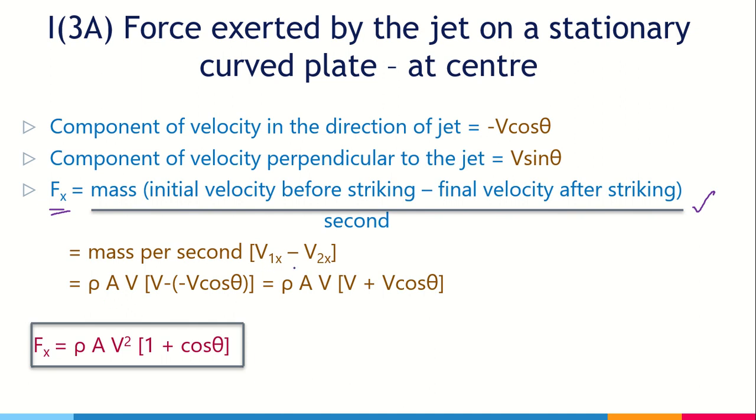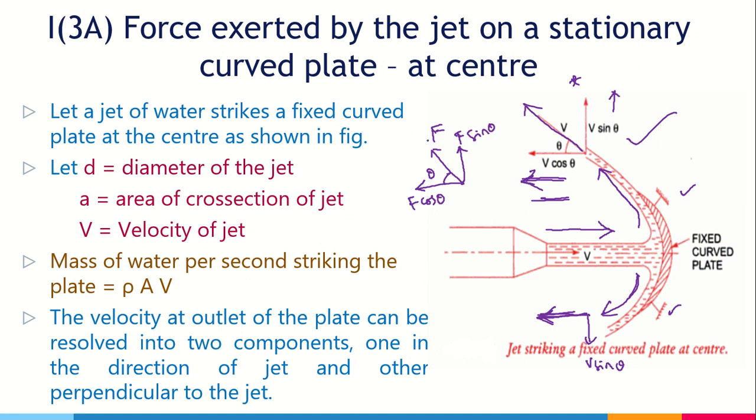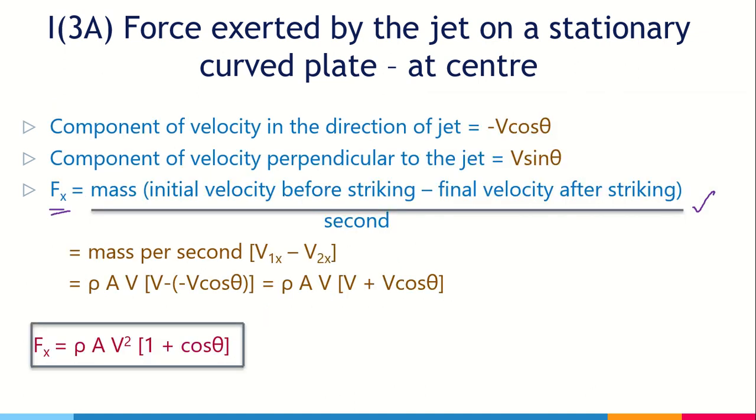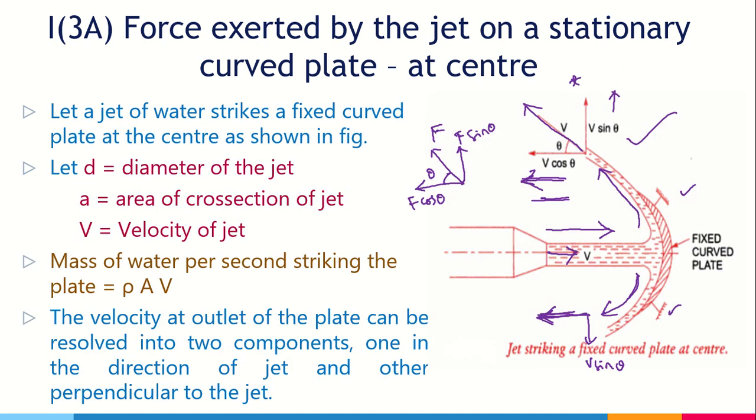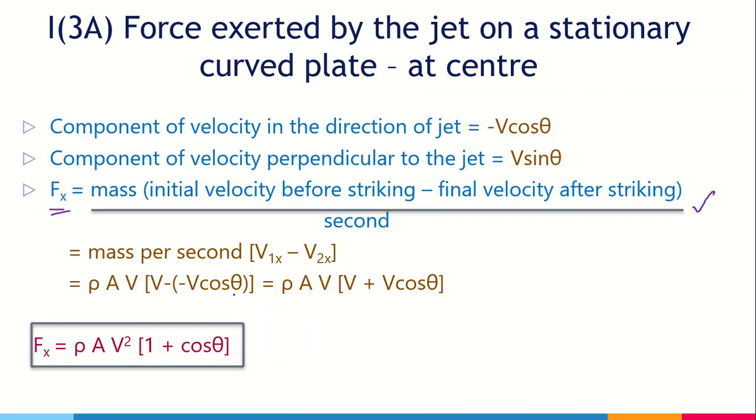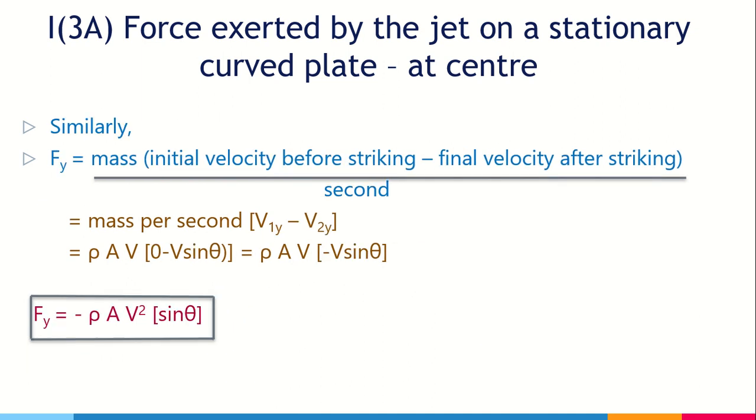Okay, so now mass per second is rho AV. Let's see what is v1x. Initial velocity before striking. What is the initial velocity of water before striking? V. So it is V minus v2x. What does v2x stand for? Final velocity after striking in x direction. So what is the final velocity after striking in x direction? V cos theta. But it is opposite in direction to the direction of flow, so it is minus of minus v cos theta. So finally it is rho AV into (v plus v cos theta). If I take v common, it is rho AV squared into (1 plus cos theta). This is Fx.